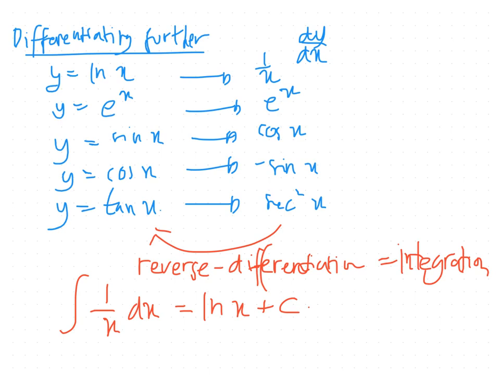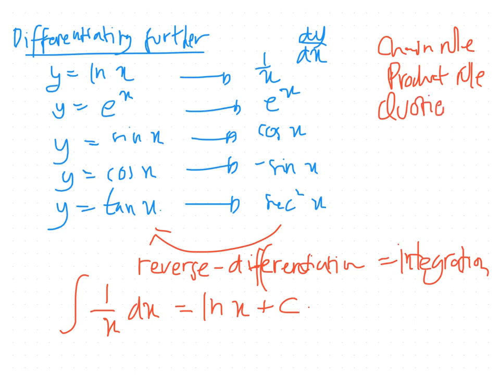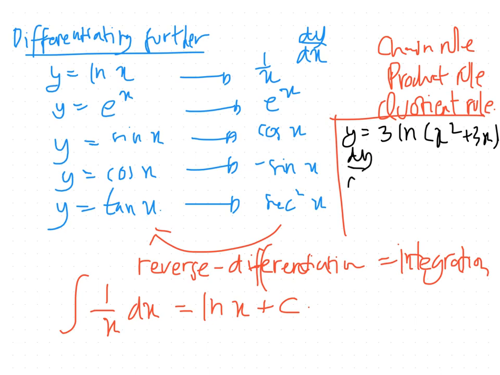And that works for, again, the chain rule, product rule, with all that you have learned in JC1, they could be applied here. Just a simple example here: for example, y is 3 ln (x squared plus 3x). So dy/dx will be 3, and then what is the derivative of ln? It will be 1 over, right? So it's 1 over x squared plus 3x.